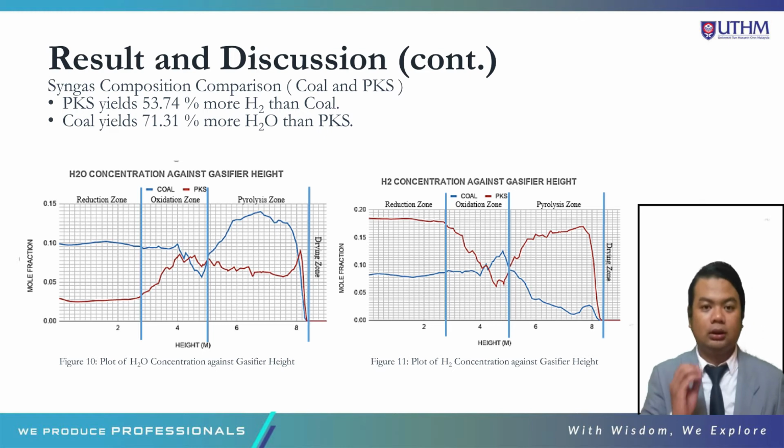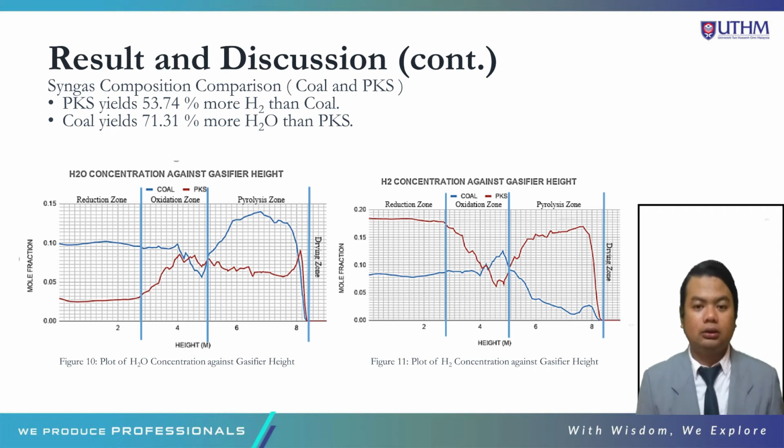In the present simulation, PKS yields 53% more hydrogen gas than coal. This is due to PKS having a higher concentration of carbon monoxide that undergoes the water shift reaction with water to produce hydrogen gas and carbon dioxide. This can be seen in the oxidation and reduction zone, where the concentration of water decreases while the concentration of hydrogen gas is higher as compared to coal, as shown in Figures 10 and 11.